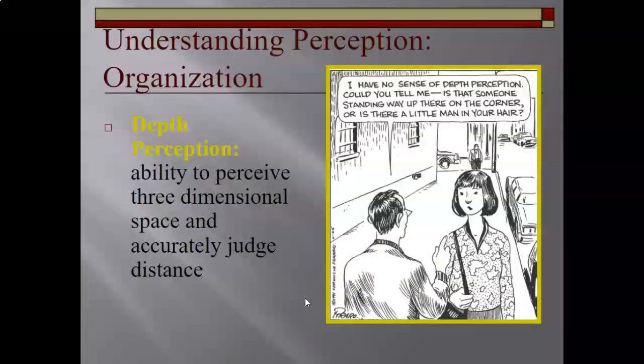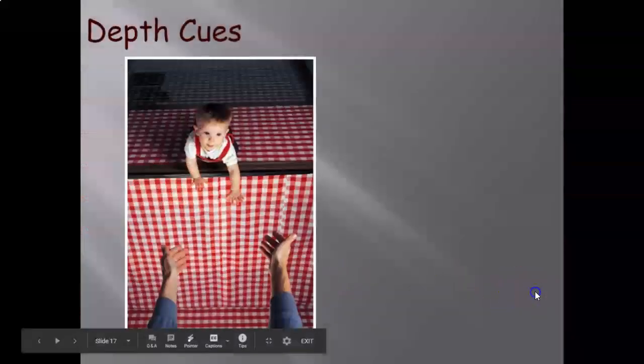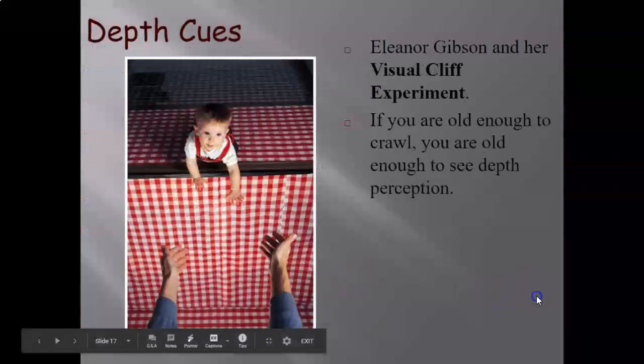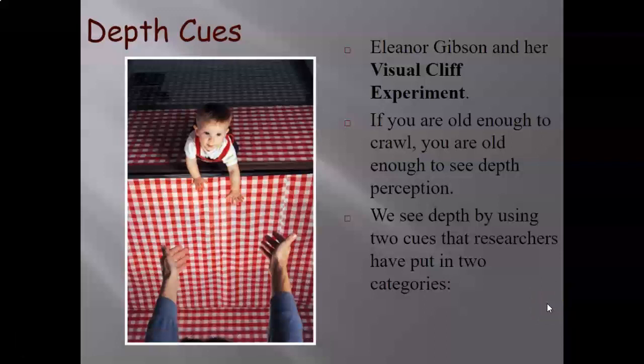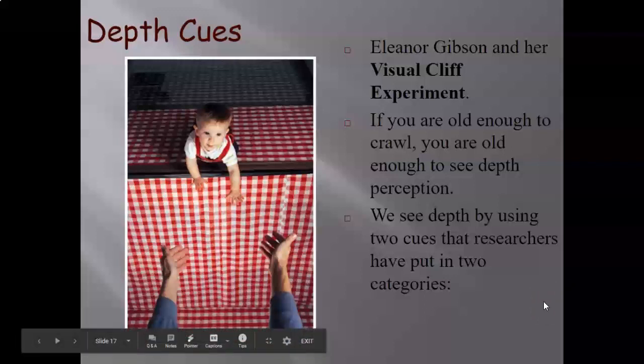Depth perception is another tool we use to understanding perception or organization of perception. The ability to perceive three-dimensional space and accurately judge distance. We use depth cues to do that. There was a woman by the name of Eleanor Gibson, and she did an experiment called the visual cliff experiment. What she found was that if you're old enough to crawl, you're old enough to see depth. We see depth by using two cues that researchers put in two categories: monocular cues and binocular cues.